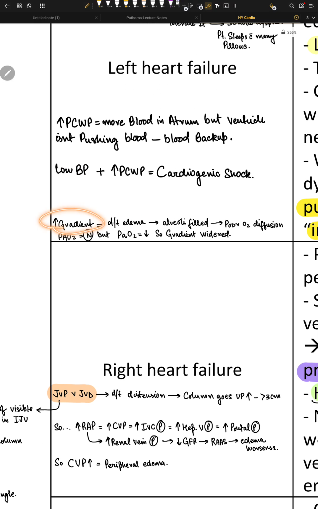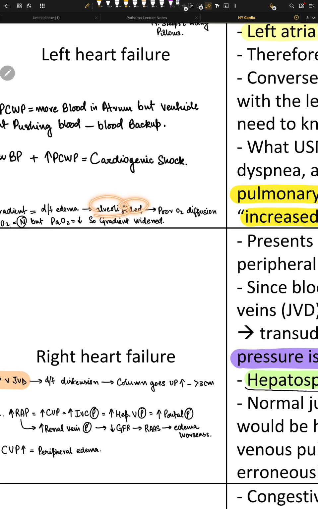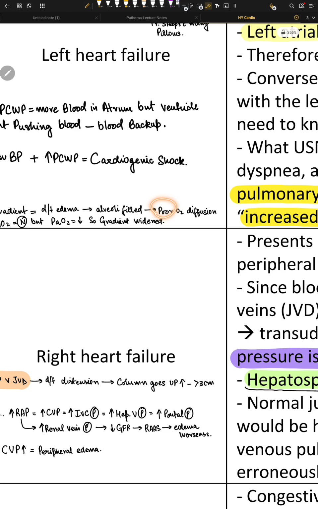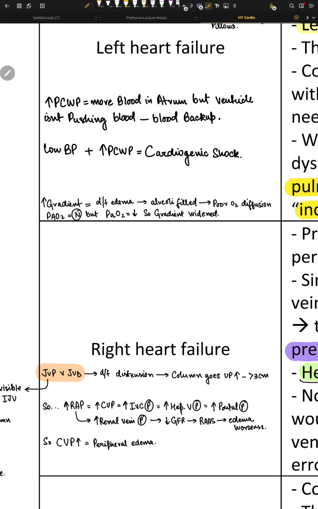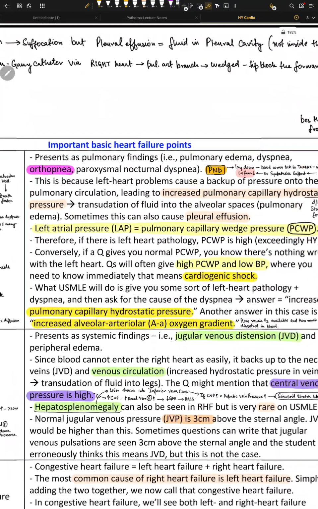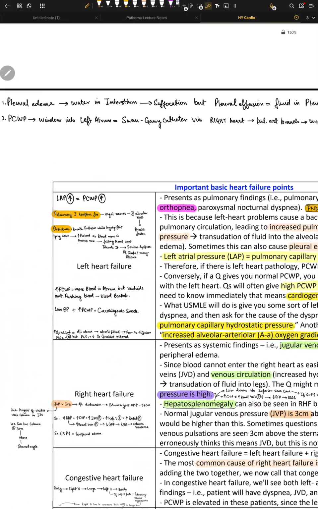So increased gradient is due to increased edema, and it's due to alveoli filled with blood or pus or whatever you want to call it, and it's poor O2 diffusion. Partial alveolar oxygen is normal, but partial arterial oxygen levels go down. So the gradient is widened. So I hope we are able to understand this common and very simple information. So that was left heart failure in a nutshell.